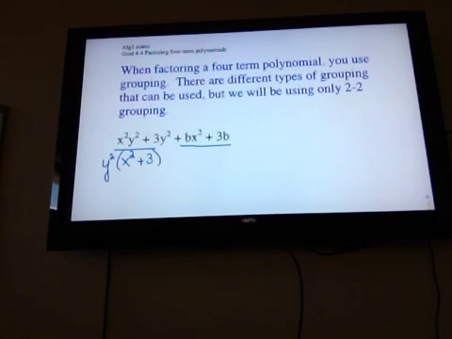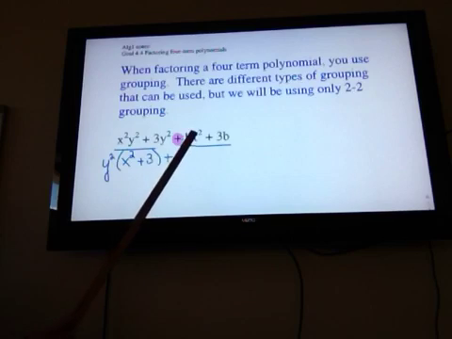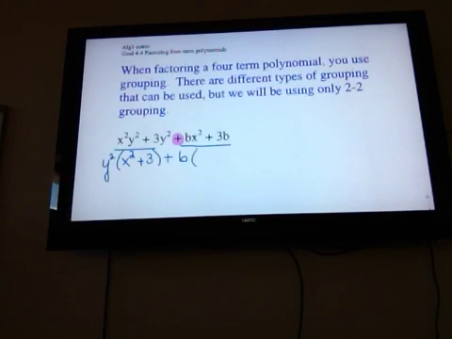Then I go to the second 2 and I do the same thing. The sign that is right here is the sign of the common factor that you take out. So it's going to come out as a positive. And then both of these terms have a b. So b is my common factor. b into bx squared leaves me x squared. And b into 3b is positive 3.